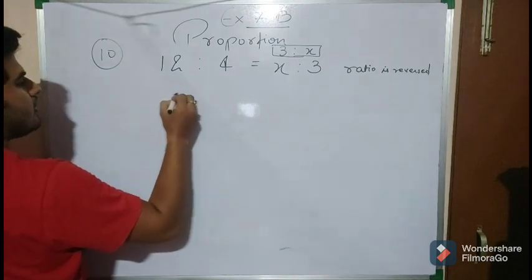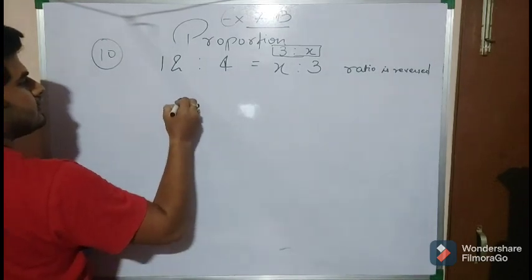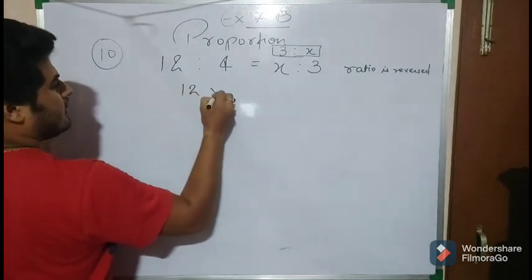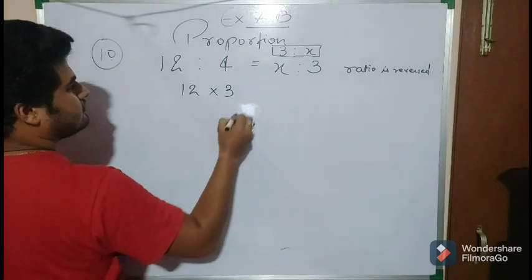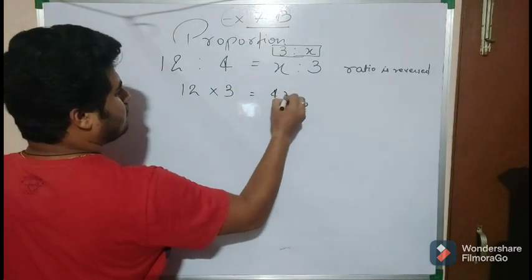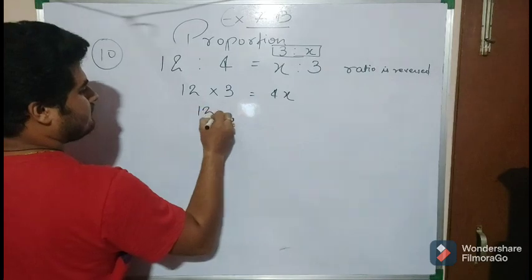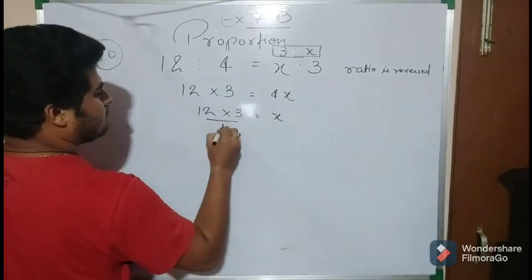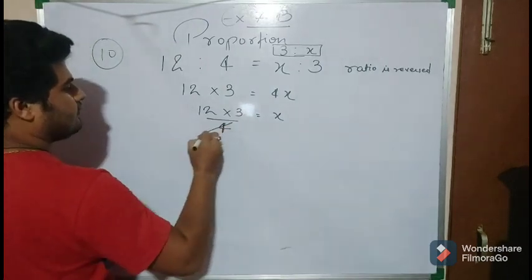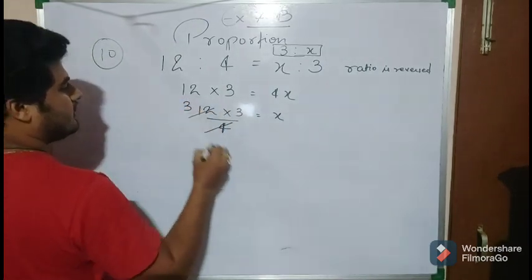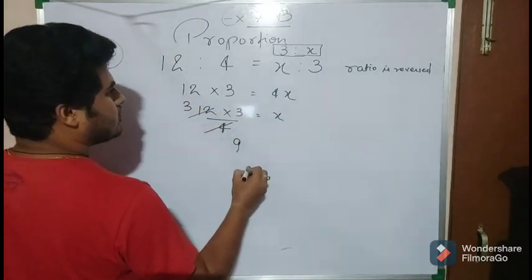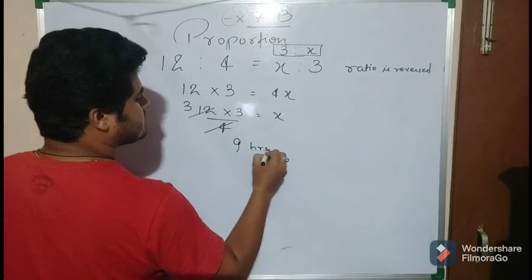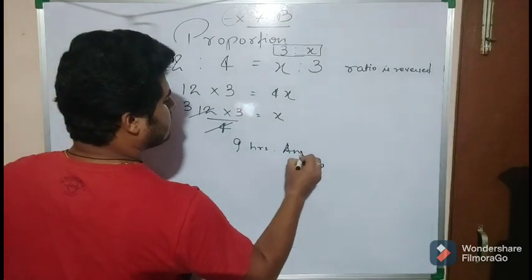So now again you can apply proportion. 12 into 3, that is the extremes, should be equal to 4x. So 12 into 3 upon 4 should be equal to x. 4 cancels 12, then 3 3s are 9, so it will take 9 hours. 4 people will take 9 hours.